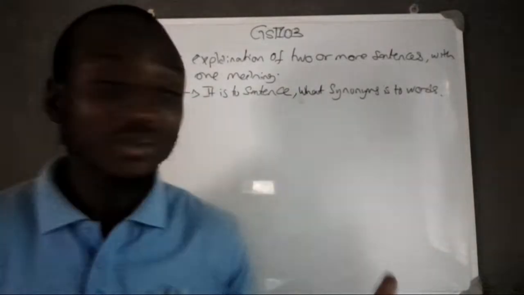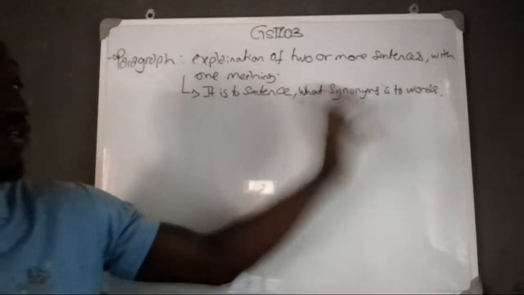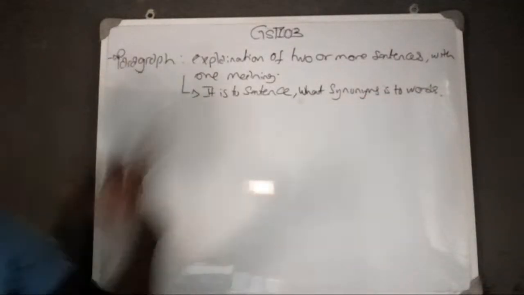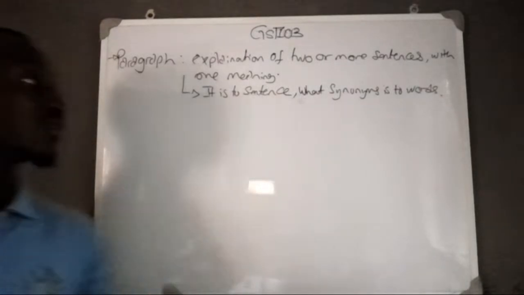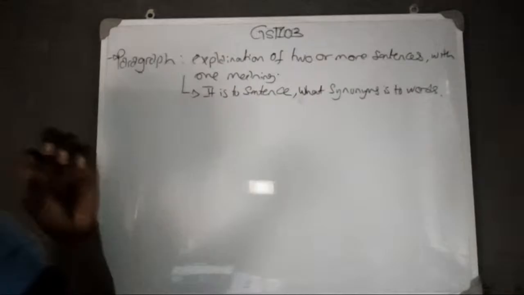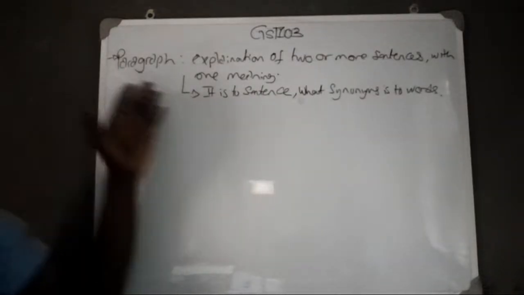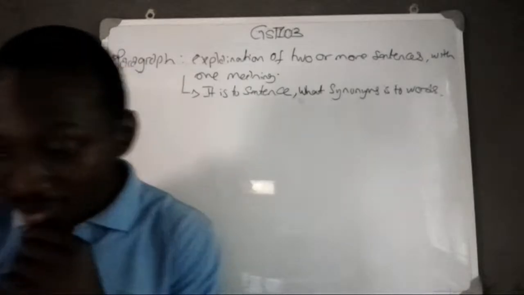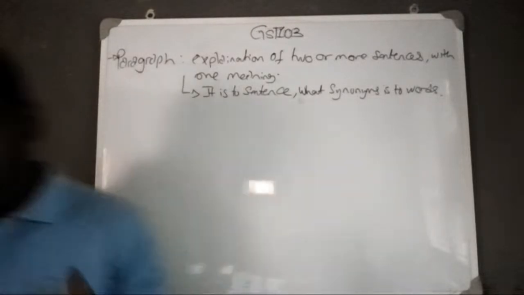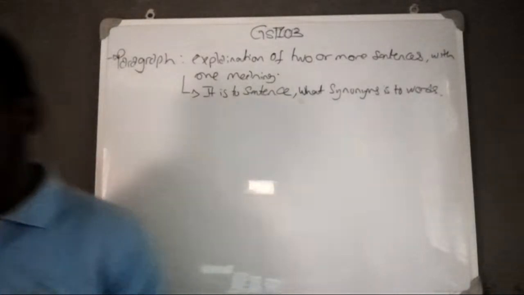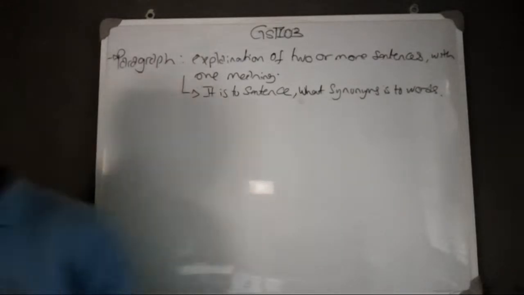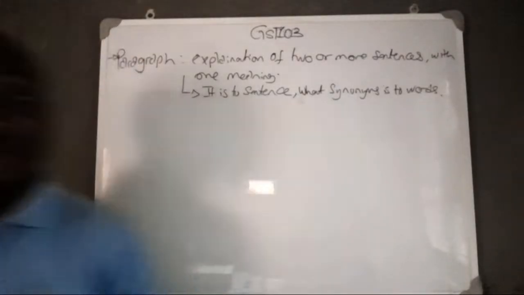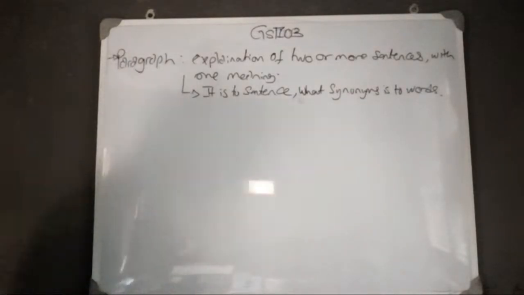So, when we talk about synonyms, we're talking about using other words to explain the meaning of this particular word. There are different words still saying something similar about a word. Now, that is what paraphrase is all about. Indeed, a sentence can have many paraphrases.